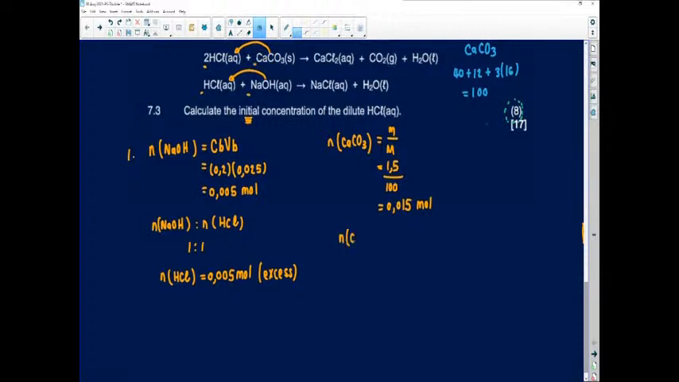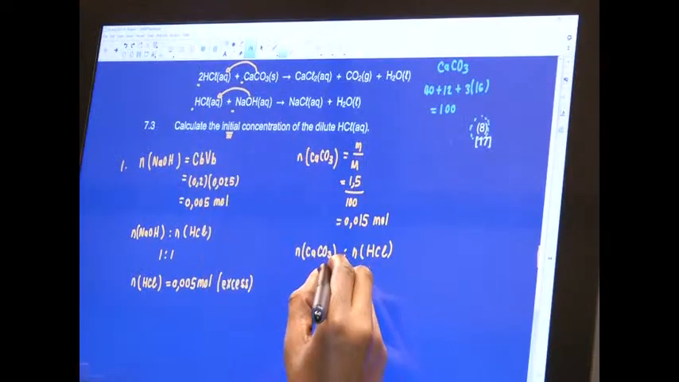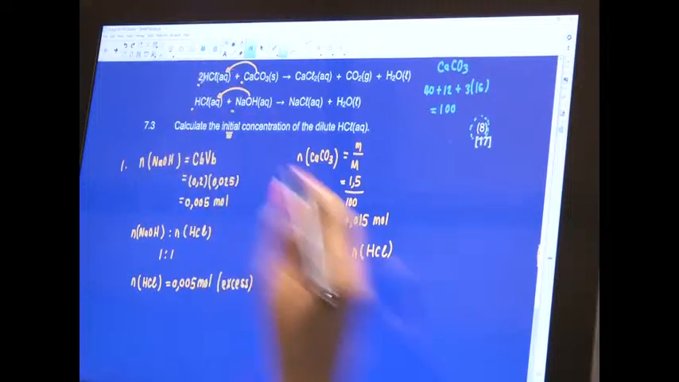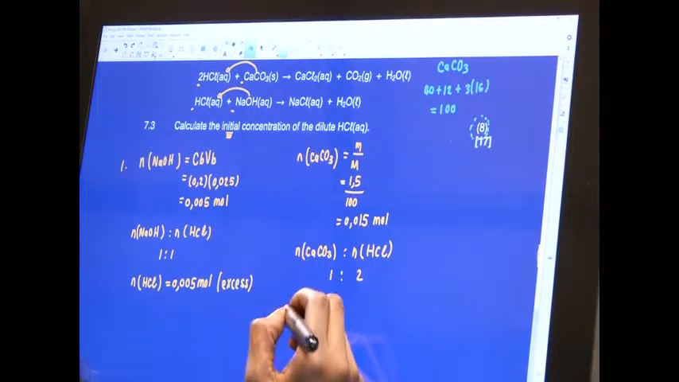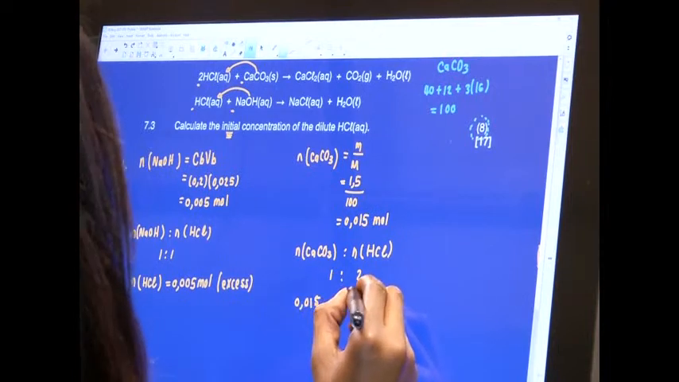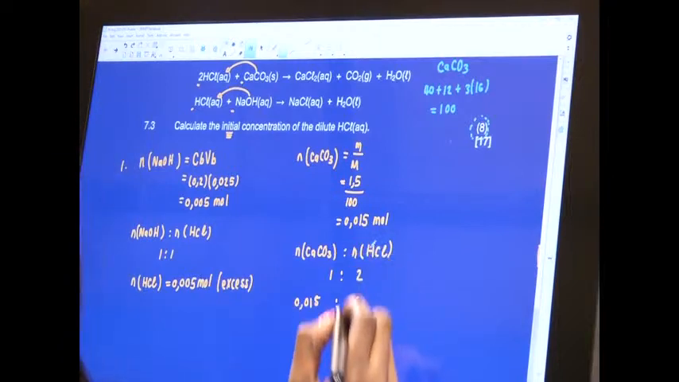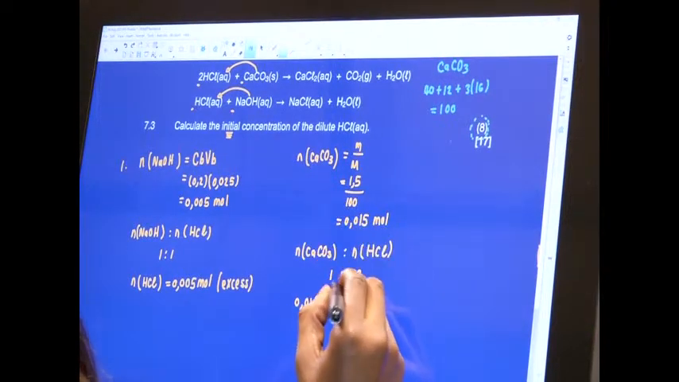Moles of CaCO3 in comparison to the moles of HCl. This we get from my equation. If 1 mole will react with 2 moles of HCl, I just calculated the 1 mole of calcium carbonate, which is 0,015. I don't really know the moles of HCl. Mathematics, cross multiply. 2 multiplied by my answer, 1 multiplied by x.